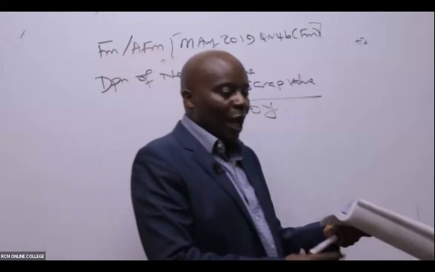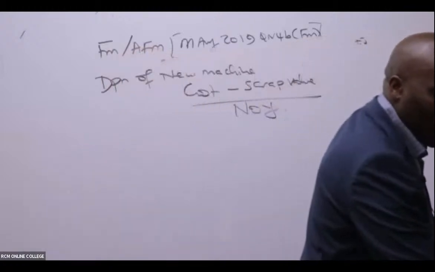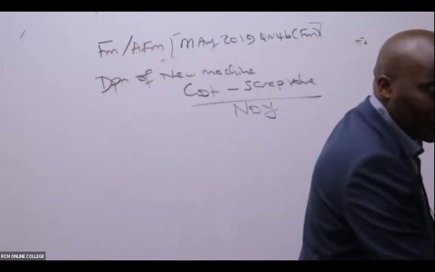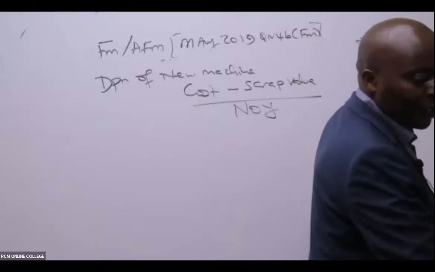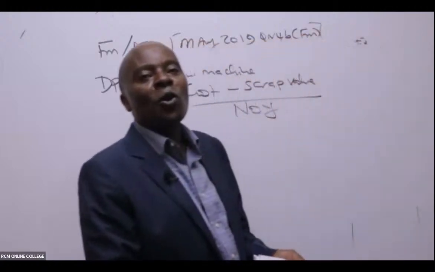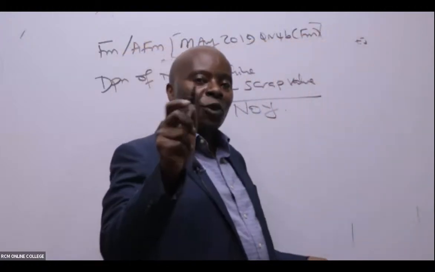I want to believe you guys have the paper with you now, but of course, I should be able to come and share here. So you can see the new machine is estimated to cost 8 million, but there is an additional installation cost of 400. So in this case, the cost of the new machine is not just 8 million. It will be 8.4 million because of the installation cost. And I would want us to chop the 3 zeros.